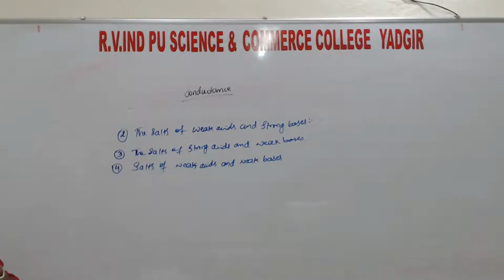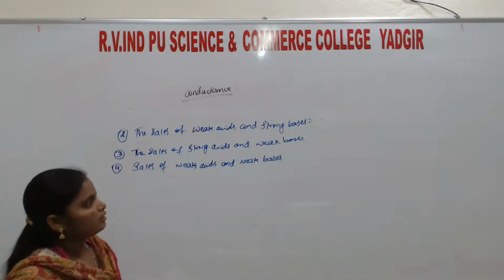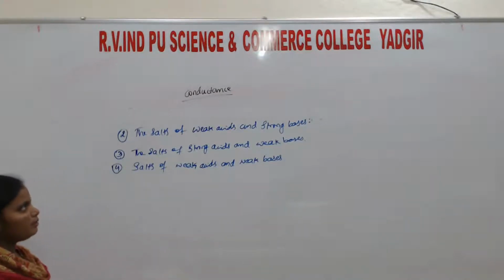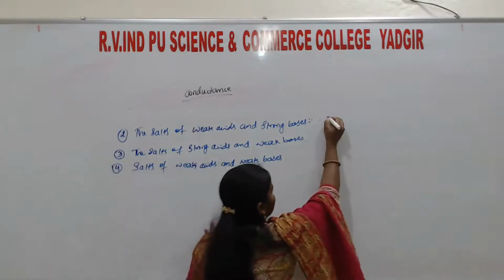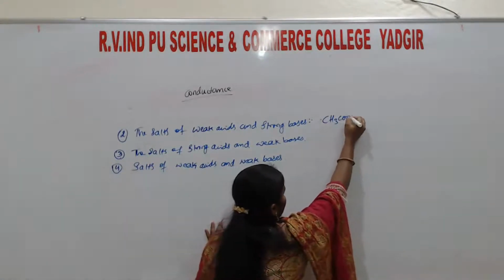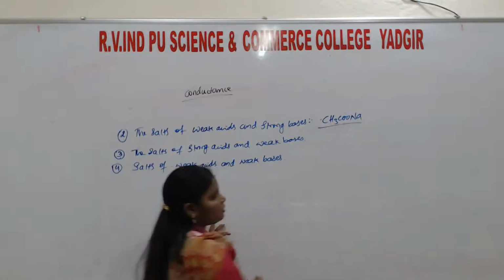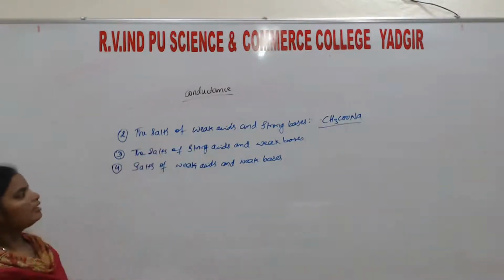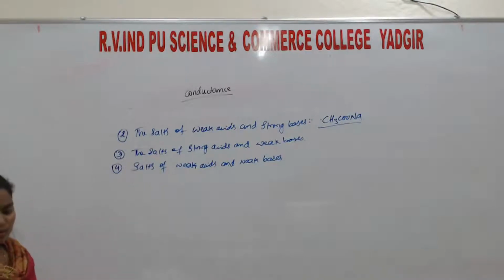Examples are sodium acetate, sodium phosphate and sodium carbonate. Weak acids means here CH3COOH. These salts come under the category of salts of weak acids and strong bases.